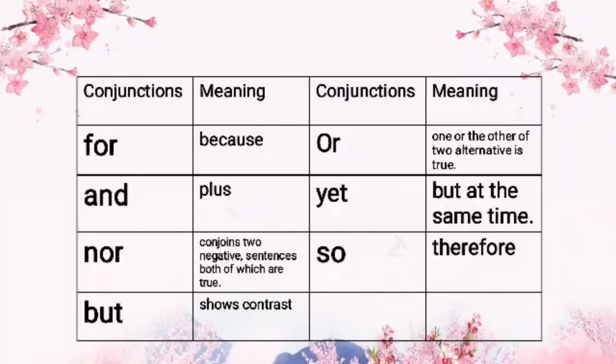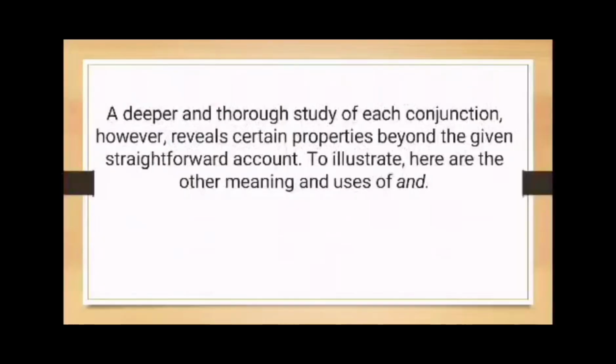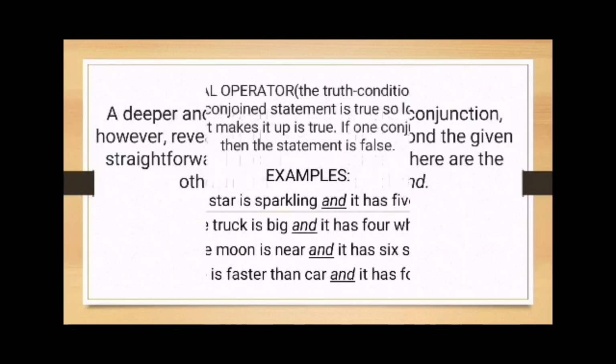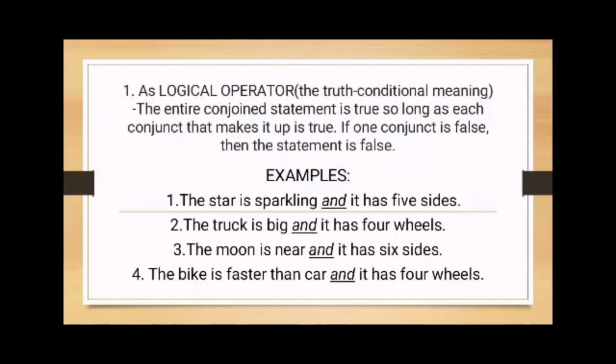That's all, thank you. A deeper and more thorough study of each conjunction, however, reveals certain properties beyond the given straightforward accounts. To illustrate, here are the other meanings and uses of and. Number 1, as a logical operator, the true conditional meaning. The interconjoined statement is true so long as each conjunct that makes it up is true. If one conjunct is false, then the statement is false. So here are the examples.